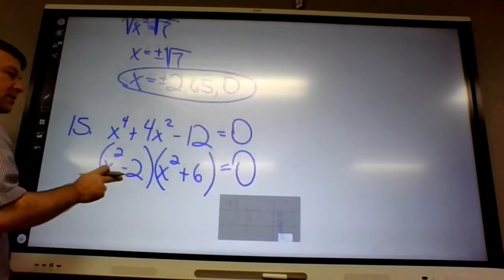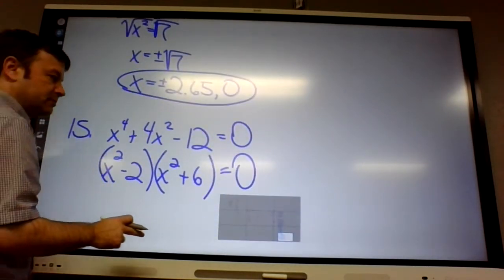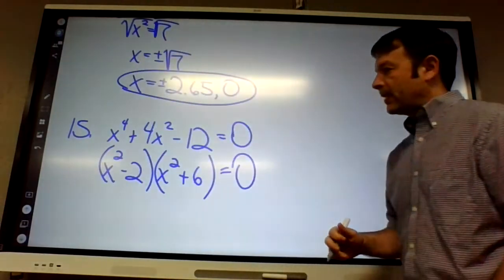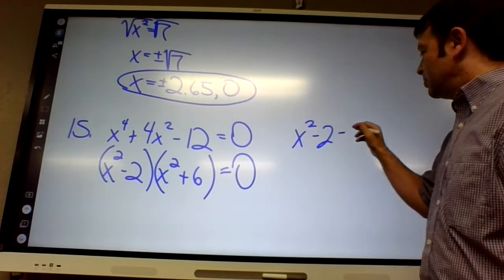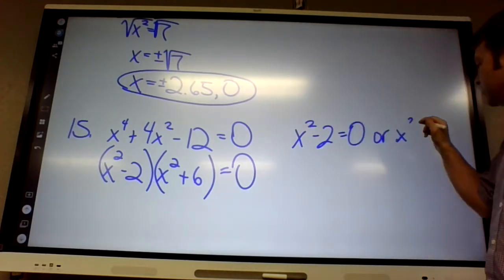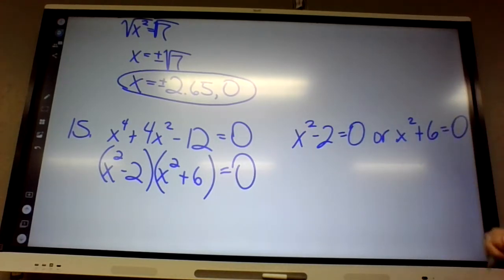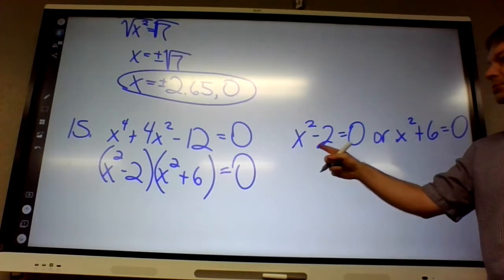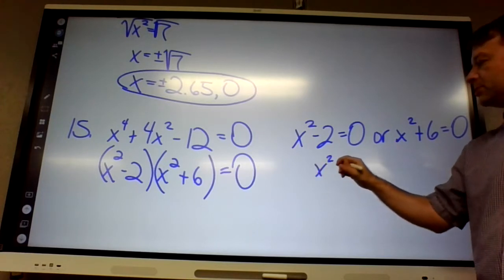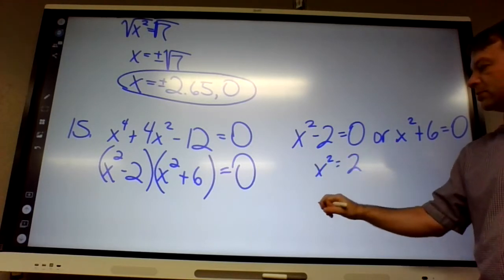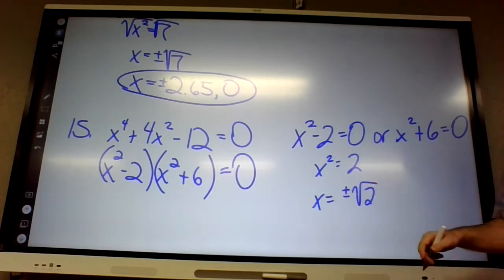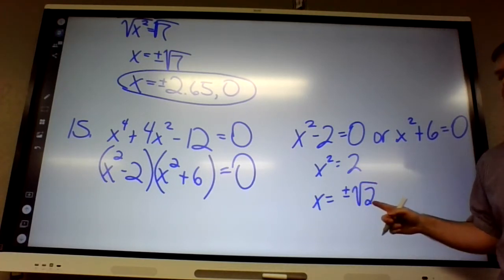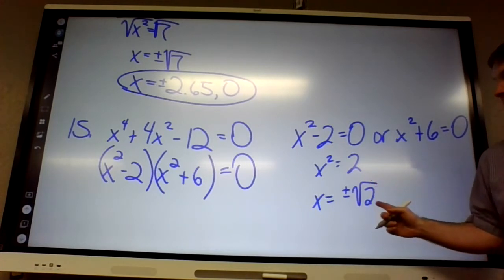Alright, so we need x squared minus 2 to equal 0, or we need x squared plus 6 to equal 0. So what do I do? Add 2. Square root, right? Plus or minus square root of 2. We can't leave this, so what's this as a decimal?